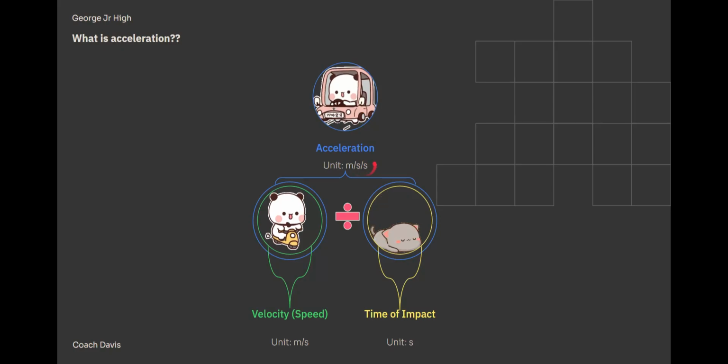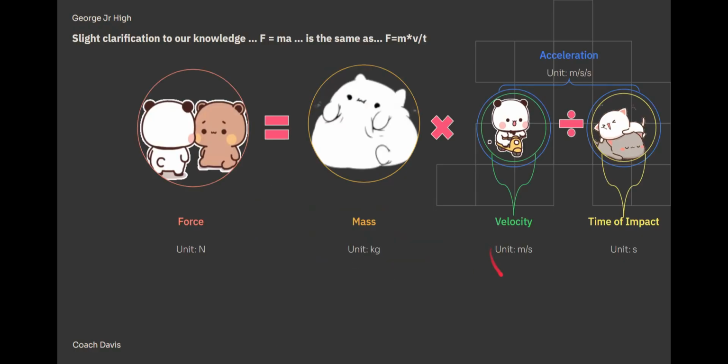And for this exact thing we're doing right now, collisions, things running into each other, it's the time of impact. How long did the impact take? And for this one, it takes about a second, maybe a second and a half. Its unit is simply seconds. That's the second S in this unit here. So that's acceleration. It's just velocity divided by time of impact.